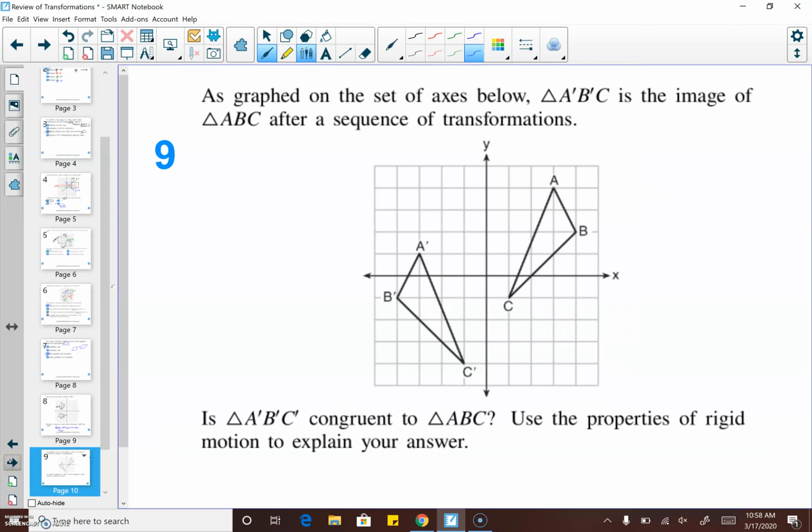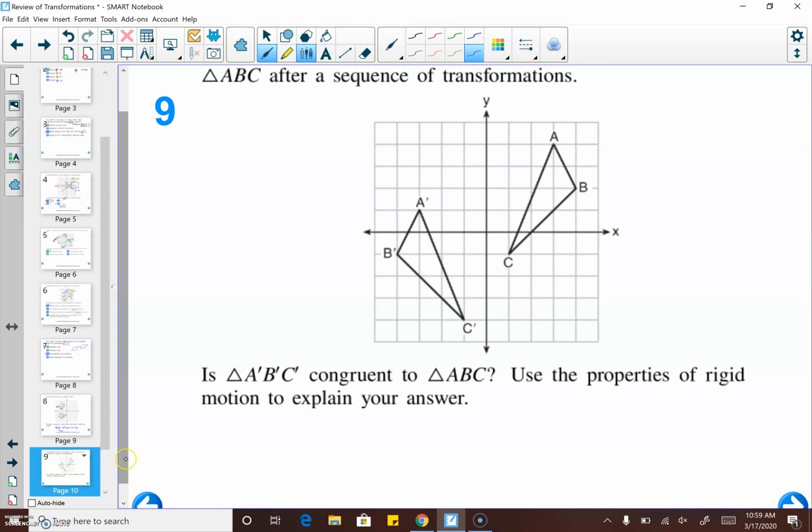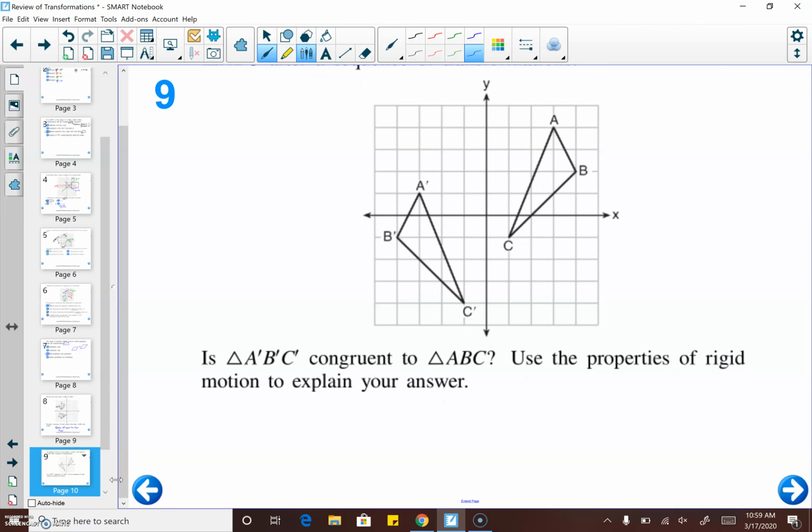For number 9, as graphed on the set of axes below, triangle A prime, B prime, C prime is the image of ABC after a sequence of transformations. Are they congruent? And use the properties of rigid motions to tell.